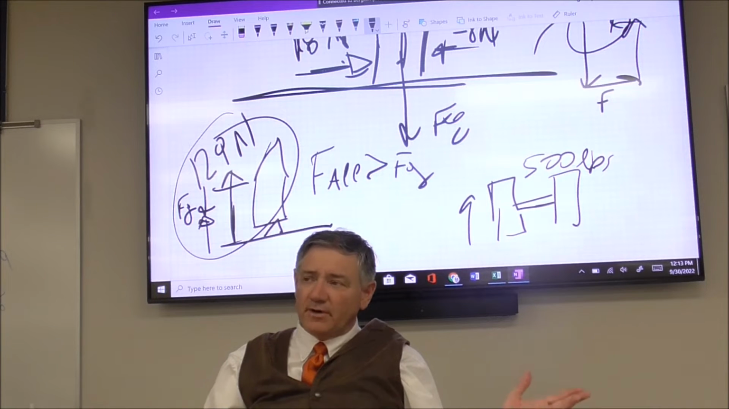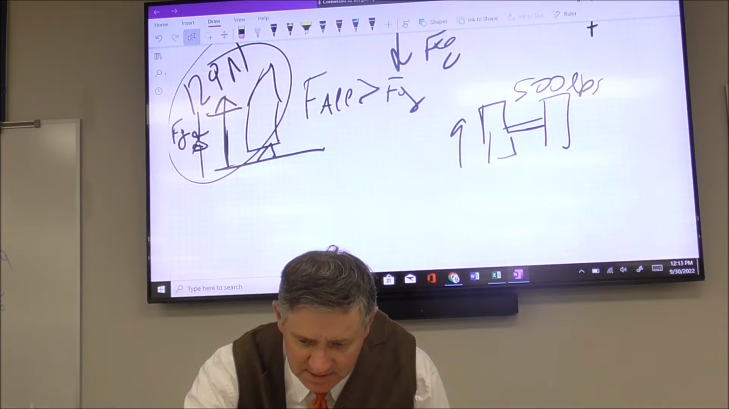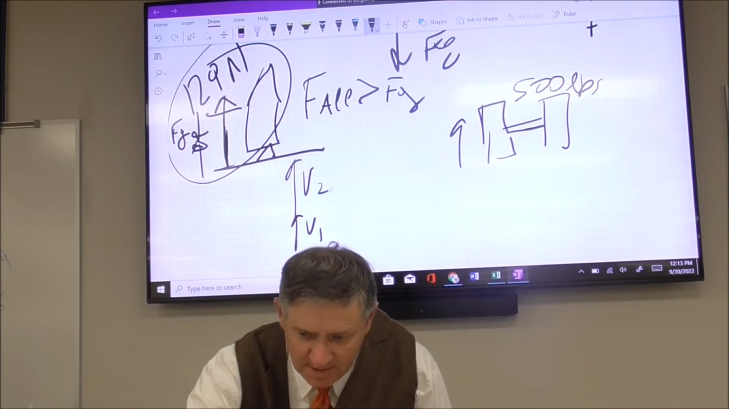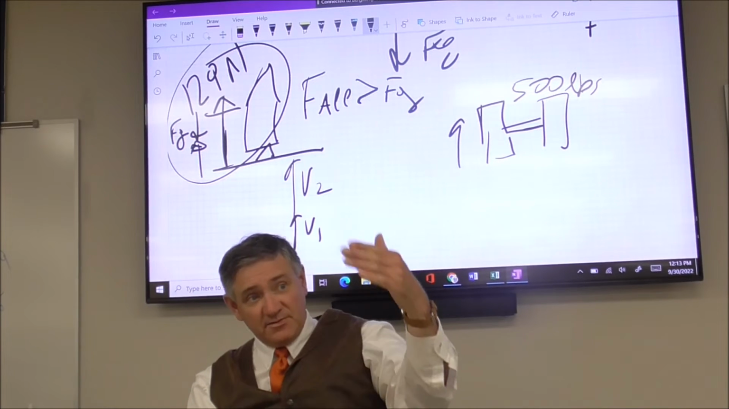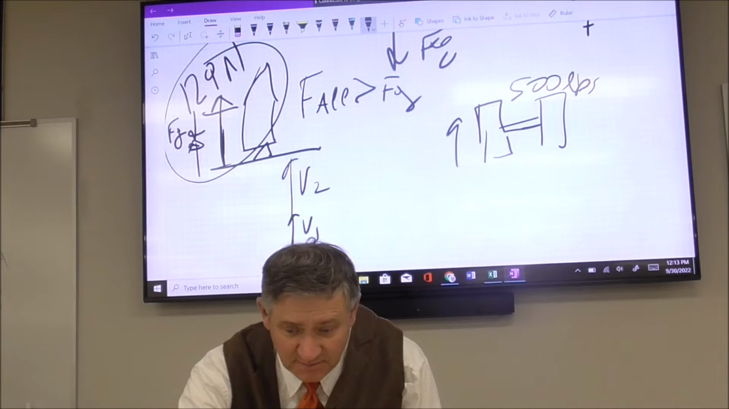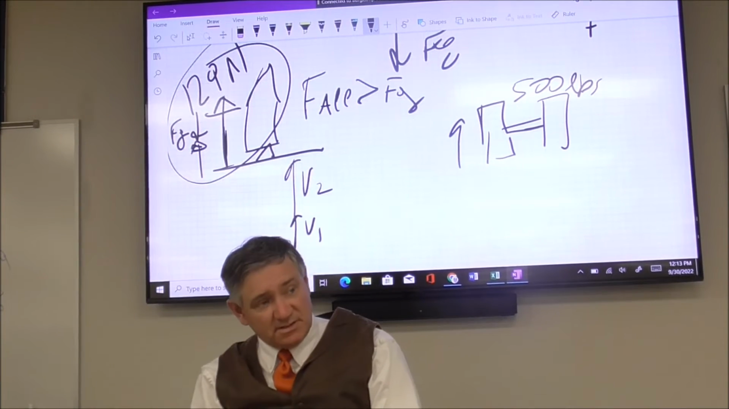So all I want on the velocity diagrams is something like this. Here's V1. Hopefully your second velocity vector is bigger than the first one. That's the whole point of the engine. And because your velocity vectors are getting bigger, pointing up, what's the direction of your acceleration vector?